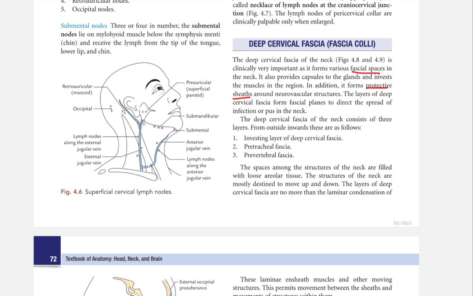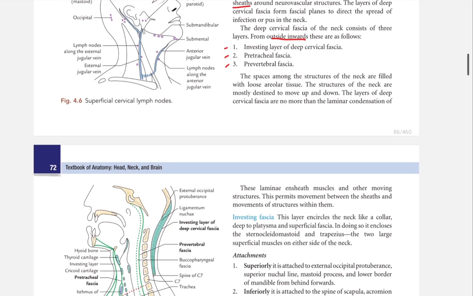The deep cervical fascia of the neck consists of three layers from outside to inwards. These are the investing layer of deep cervical fascia, pretracheal, prevertebral. This is from outside to inwards. The spaces among the structures of the neck are filled with loose areolar tissue. The structures of the neck are mostly designed to move up and down.